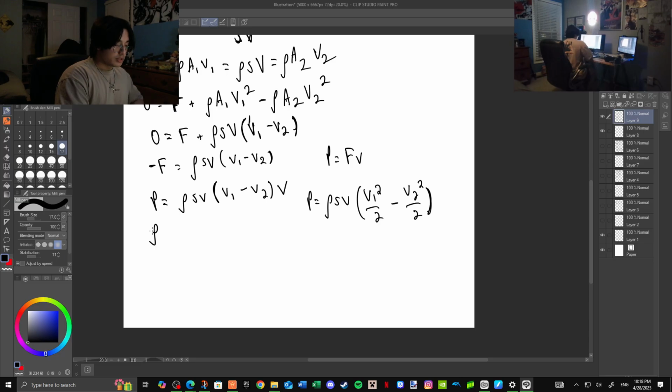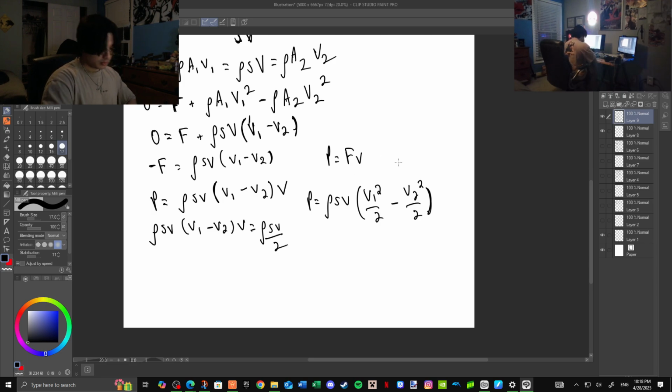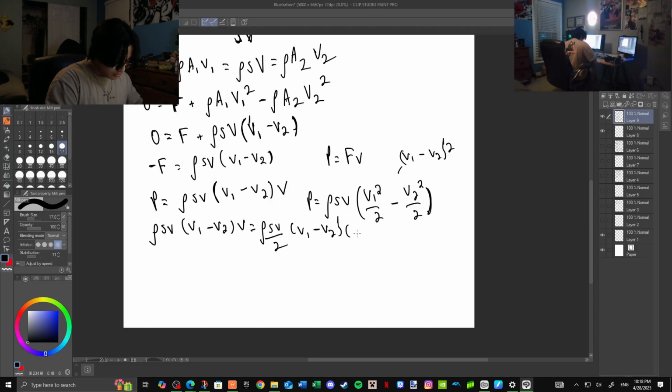We can actually set these equations equal to each other. So we've got rho S V times V1 minus V2 times V is equal to rho S V over 2, since we can pull out the 1/2, sorry, times V1 squared minus V2 squared. And so this right here is just equal to V1 minus V2 squared. And so we can actually write this as V1 minus V2 multiplied by the quantity V1 plus V2, right?